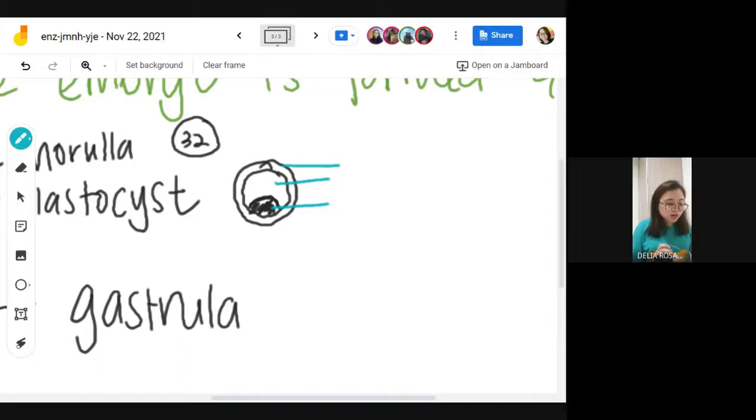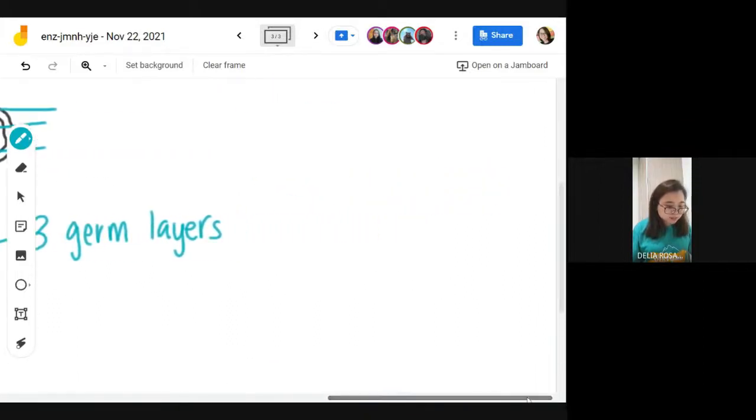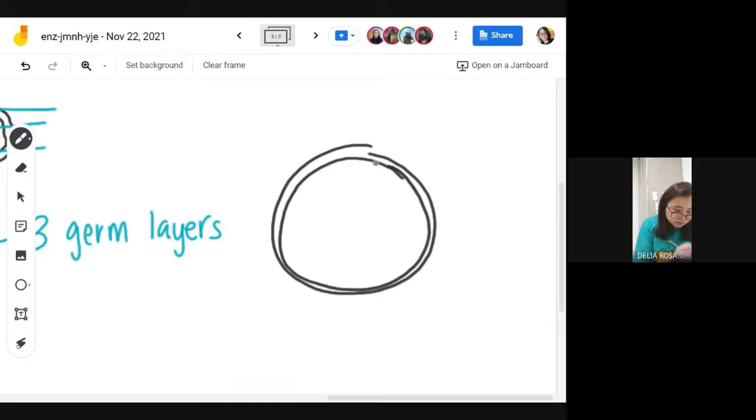When it is a gastrula, that is when it starts forming the three germ layers. Okay, this inner cell mass, the one I'm coloring in blue, will slowly fold and arrange itself until it forms three cell layers. So it's going to look something like this: ectoderm, mesoderm, endoderm. So it will have ectoderm, mesoderm, and endoderm.